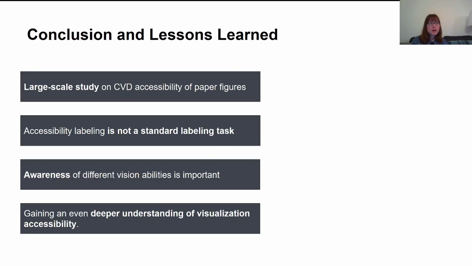With that, I already conclude my talk. We contributed a large-scale study on CVD accessibility of paper figures. We discovered that accessibility labeling is not a standard labeling task. So if you want to do that, bear in mind that there might be higher communication efforts and challenging quality checks. But a point that is also close to my heart that I want to stress here also is that awareness of different vision abilities is important. And in the future, we want to dig deeper into our results and do more studies to gain an even deeper understanding of visualization accessibility.